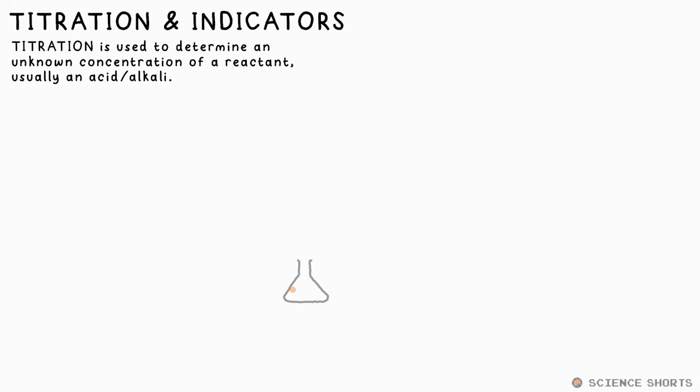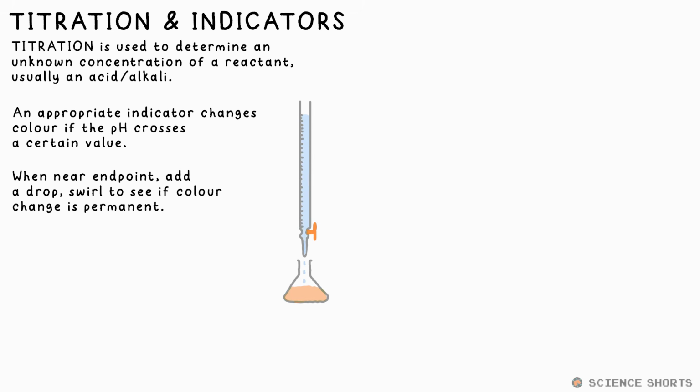Titration is used to determine an unknown concentration of an acid or base using a burette with the acid and a glass pipette's worth of alkali in a conical flask. We do a rough titre first, adding the acid to the alkali while swirling.